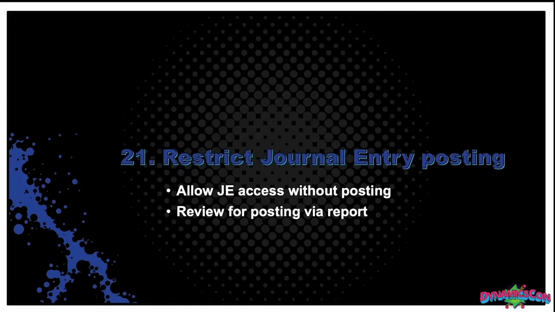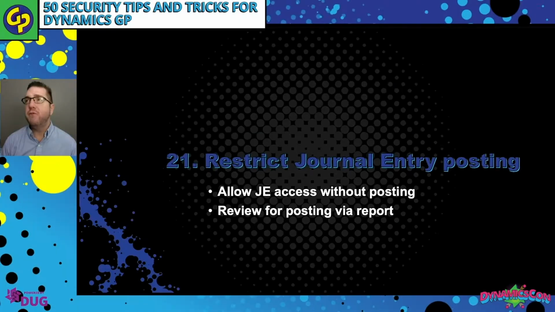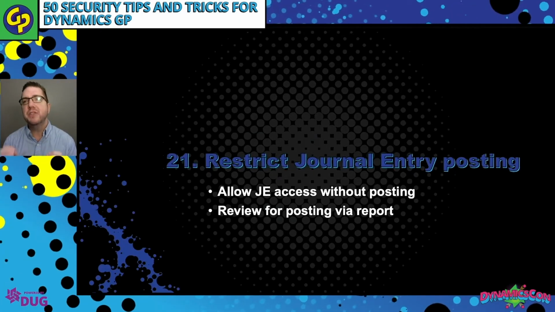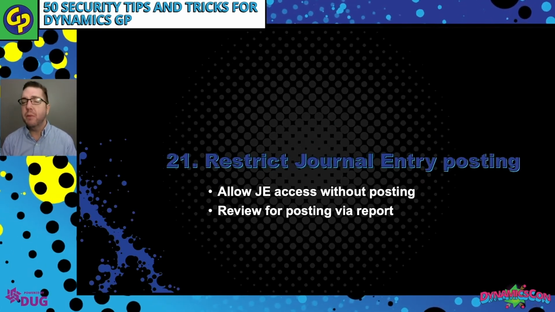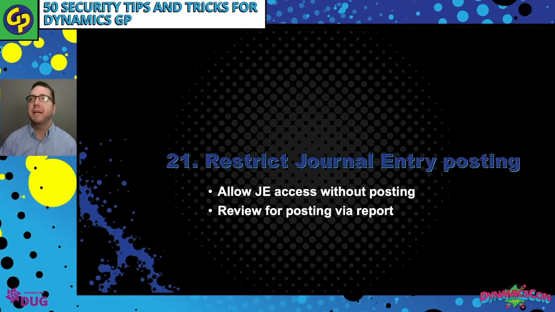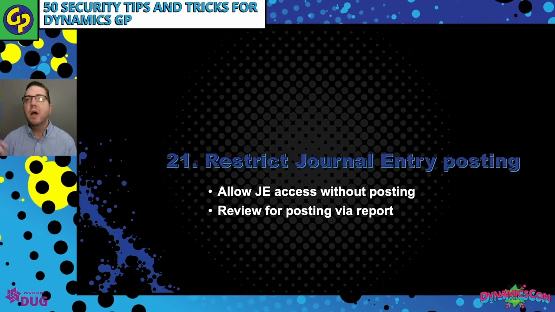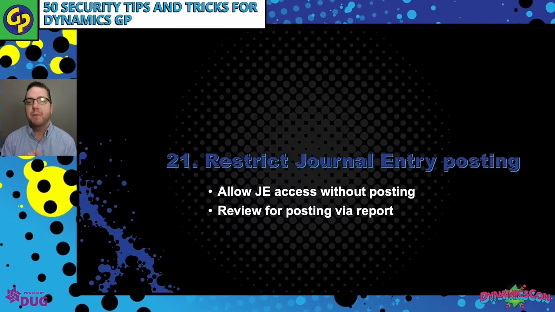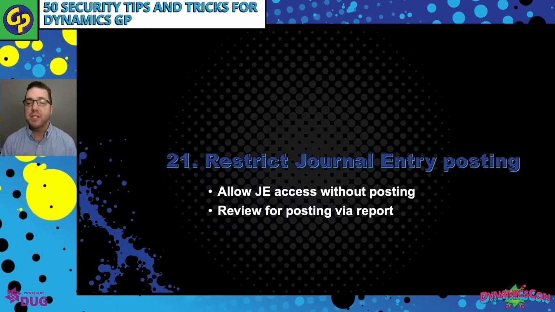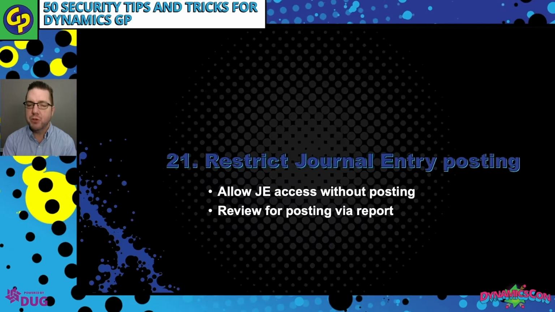For 21, restrict journal entry posting. So this is another great piece. An ideal way to do this is folks who enter journal entries are not allowed to post them or approve them, but you can take that posting and approval piece and hand it to someone who does fiscal periods, posting, approvals, reviews, all that sort of thing. They can have a whole bunch of different jobs. They just don't get to post journal entries.